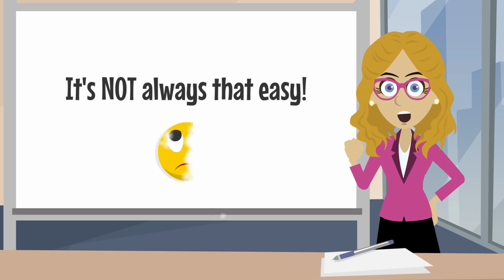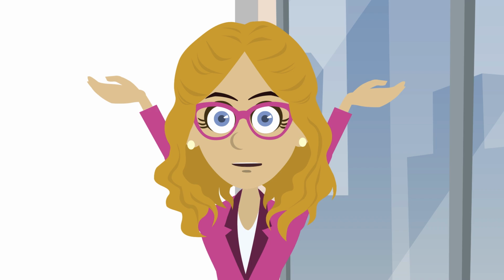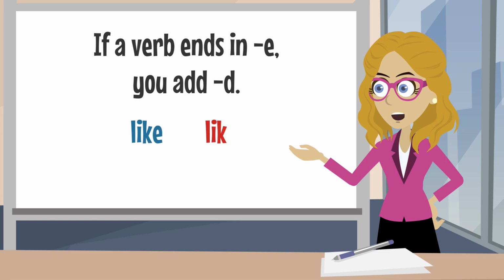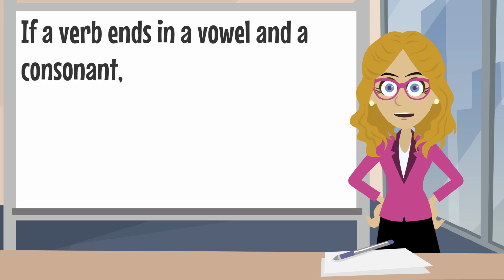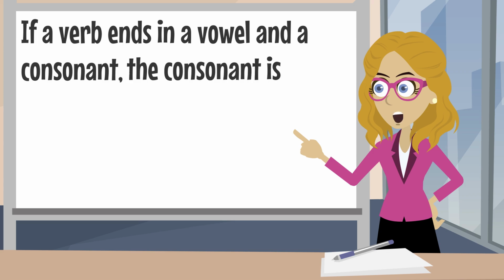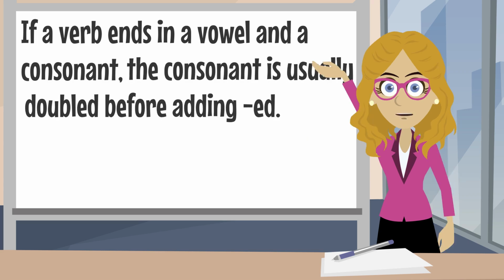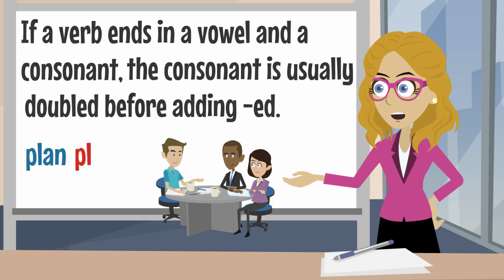But it's not always that easy. There are some spelling rules. For example, if a verb ends in E, you add D. Like is liked. Agree is agreed. If a verb ends in a vowel and a consonant, the consonant is usually doubled before adding ed. For example, stop is stopped. Plan is planned.